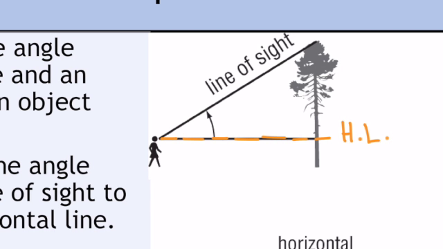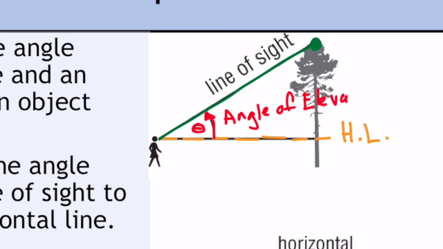Now, it's going to be the angle between that line and the line of sight when you're looking at an object. Let's say in this case, we're looking at an object somewhere up at the top of the tree. Maybe there's a bird up there. So the angle of elevation is the angle between that horizontal line and that line of sight. This is what we call the angle of elevation, and typically in trig we call angles theta.